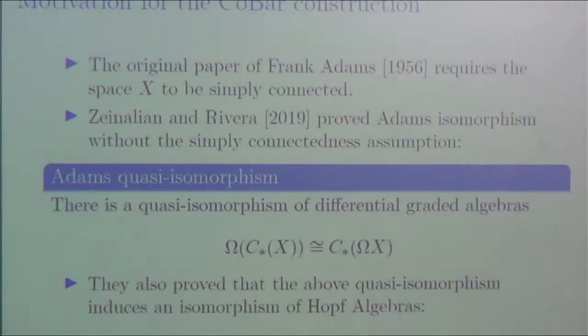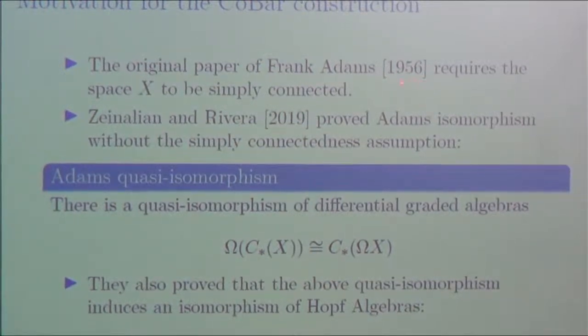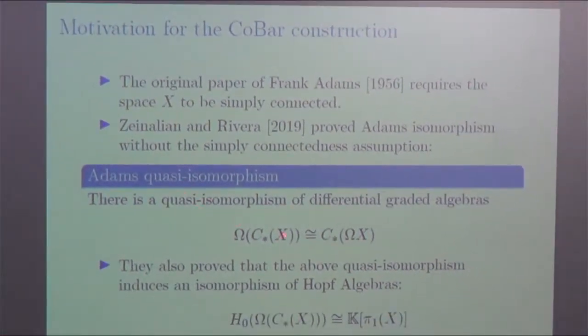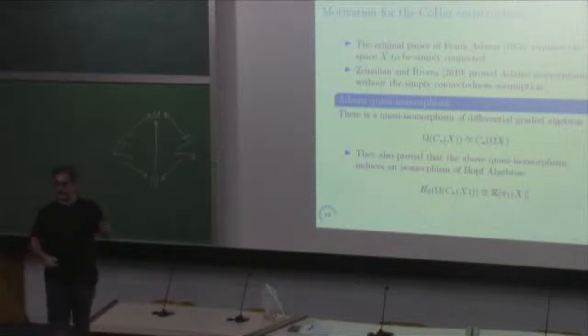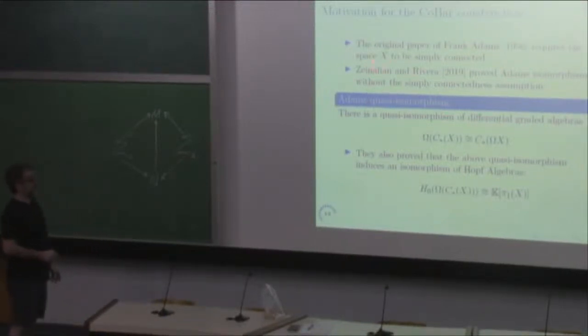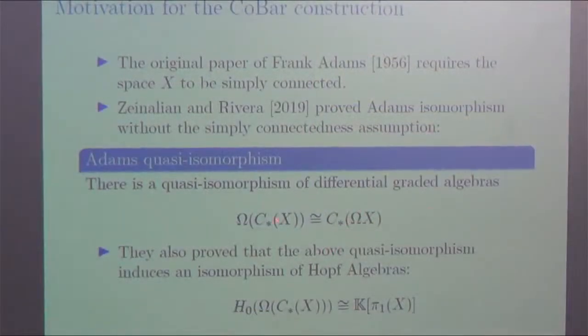Okay. So Adams in 1956 proved this quasi-isomorphism here, but he requested the topological space to be simply connected plus other conditions, so it's not any space. So it's a cell complex where the skeleton in dimension 1 must be trivial, and it has to be simply connected. Okay, and then you have this quasi-isomorphism. What is a quasi-isomorphism? All of these guys here are differential graded algebras. So this is the co-bar construction.